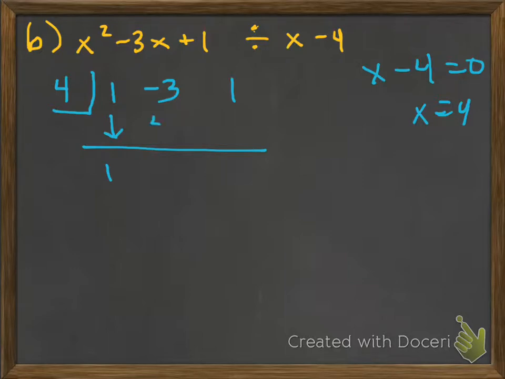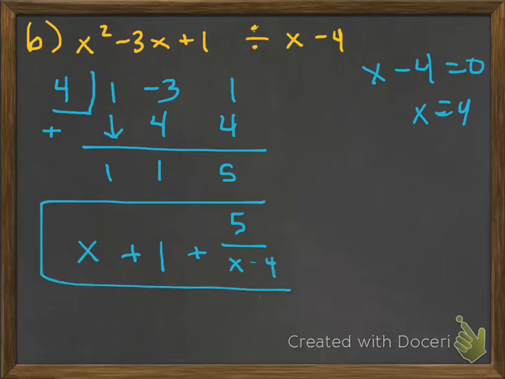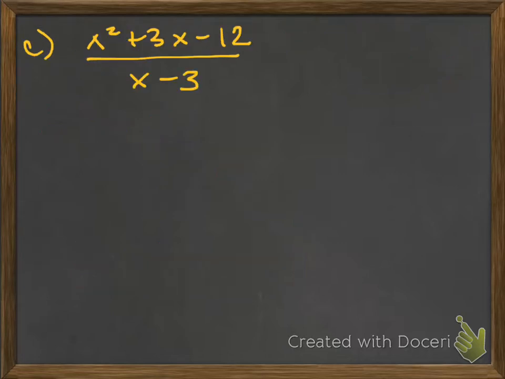So 4 times 1 is 4. Negative 3 plus 4 is 1. 4 times 1 is 4. 1 plus 4 is 5. And to interpret this, I was in the second power, so that means I'm now down to the first power. So I have 1x plus 1 plus a remainder of 5 over x minus 4. Okay? So again, we know what the answer should be. Notice this is a lot shorter than long division, so this is a shortcut to what we learned yesterday.